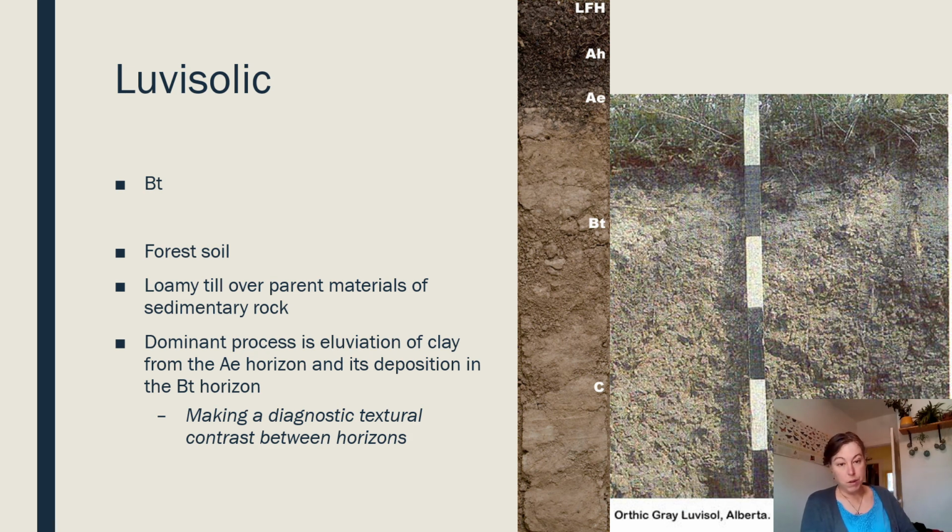Luvisolic is another forest soil. This one includes some more loamy, so that AH layer is more important. And then instead of a BH or BF layer, we have a BT layer. So we have more clay coming down. And that's why this H layer is more loamy. Loamy is a mixture of clay and sand and silt. Whereas podzols are dominated by sands, luvisols are dominated by slightly more clay-like soils.